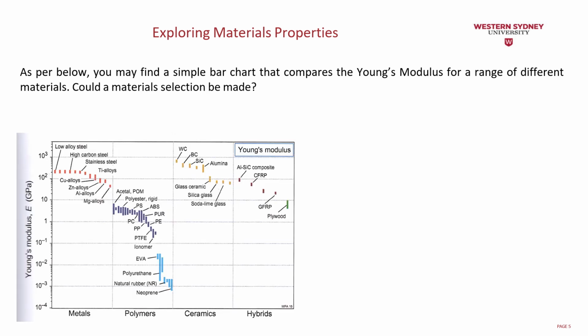As per below, you may find a simple bar chart that compares the Young modulus for a range of different materials. Could the material selection be made now? And what do you observe from a plot like this? So technically, let's have a look before we go to the answer.